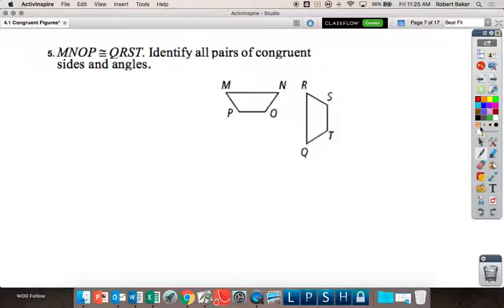Can you guys do it written like that, or do you want to see them stacked? Let's just try them. So it says angle M corresponds to angle Q. So we would do 1 mark for M and 1 mark for Q. Angle N corresponds to angle R.